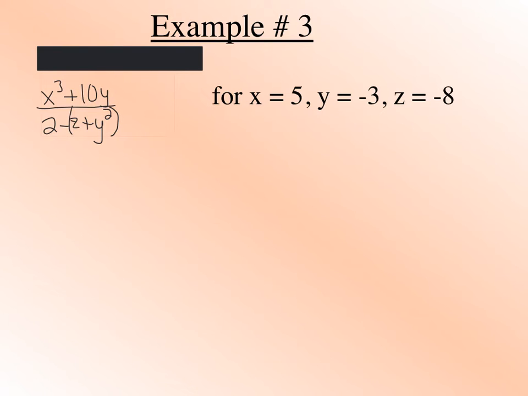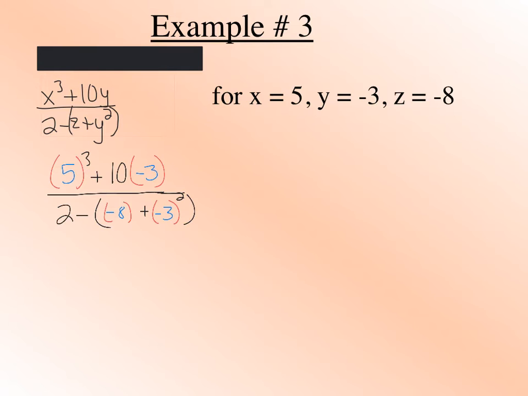So you've got x cubed plus 10y over 2 minus, in parentheses, z plus y squared. So first step would again be to evaluate, plug everything in using parentheses. Okay, so once you plug everything in parentheses, I do have a group of parentheses on the bottom, and on top, the first thing I know I would do is 5 cubed.